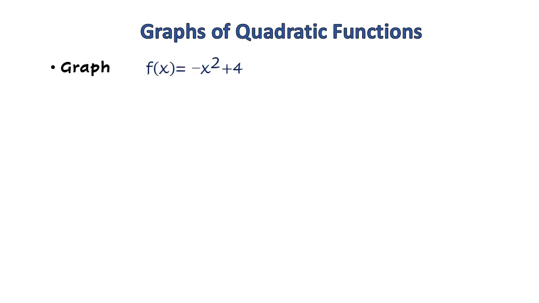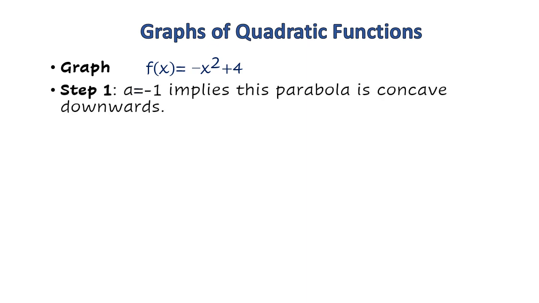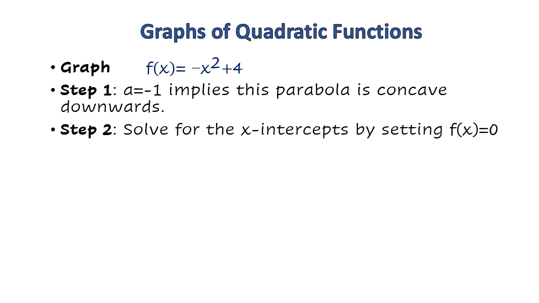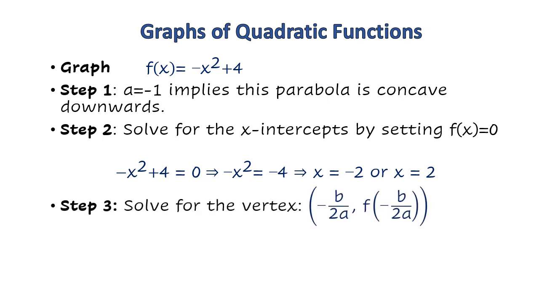Now another example, we need to graph f of x equals negative x squared plus 4. So a is negative 1, it means the parabola is concave downward. Solving for the x-intercepts, set f of x equal to 0. So we need to solve for the zeros. Therefore, x equals negative 2 and 2 are the x-intercepts.